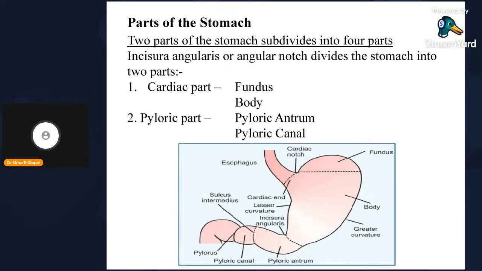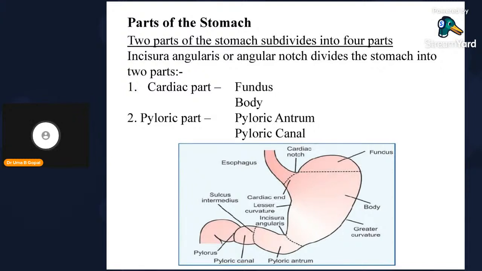Two parts of the stomach. It is subdivided into four parts. Incisura angularis divides the stomach into two parts. Cardiac part made up of fundus and body. Pyloric part: pyloric antrum and pyloric canal. You can see the dotted lines there where you can bifurcate. These are the subdivisions of the stomach that you can see.